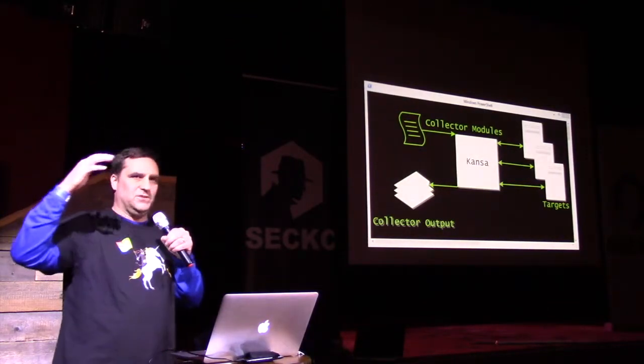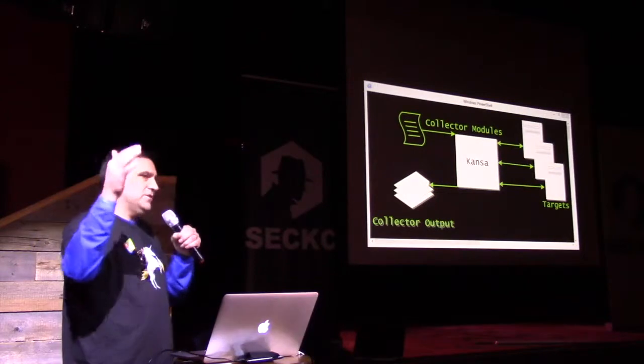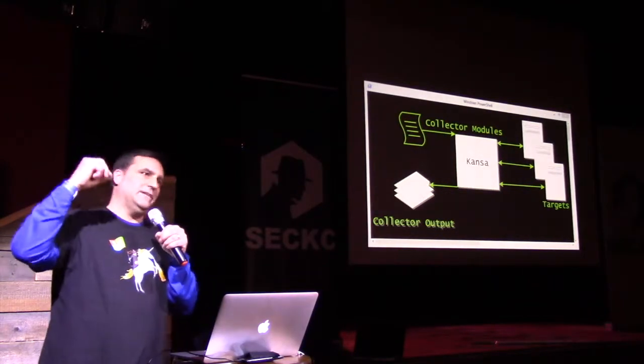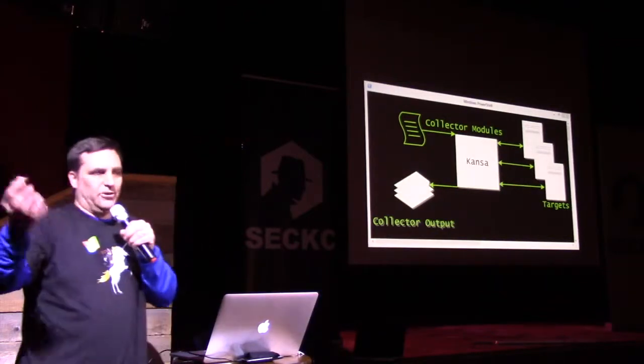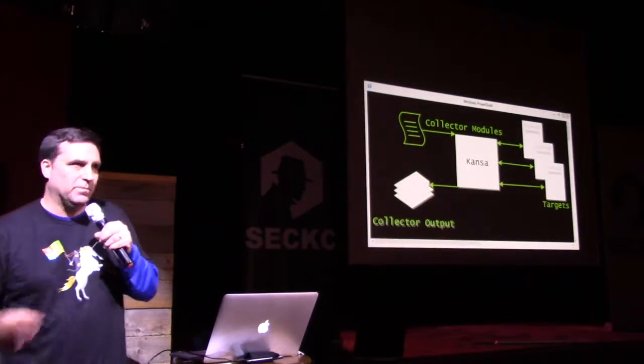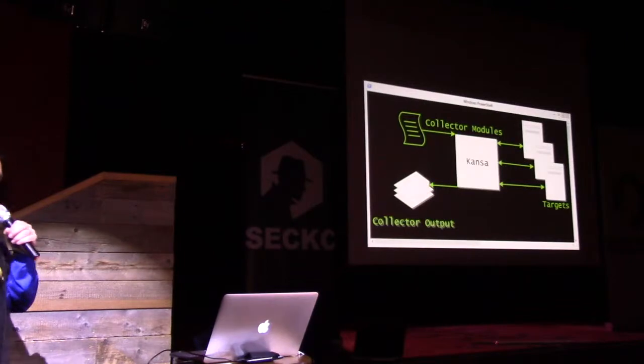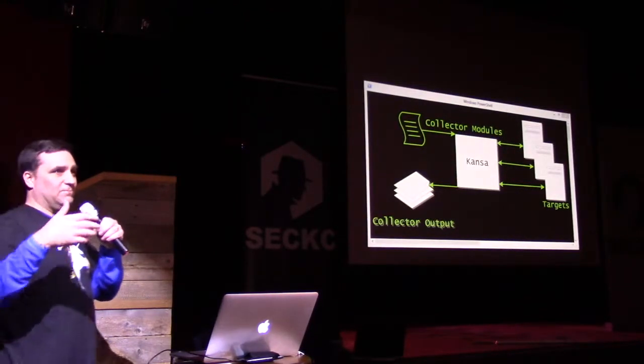The collector modules are just PowerShell scripts. Those scripts do things like pull back netstat data, pull back process data, pull back artifacts from disk. You can take a memory dump. Each one of those collector scripts has a very specific function, and they all return data that can be analyzed by a machine.